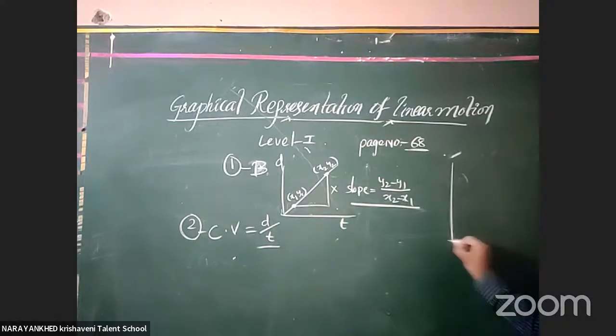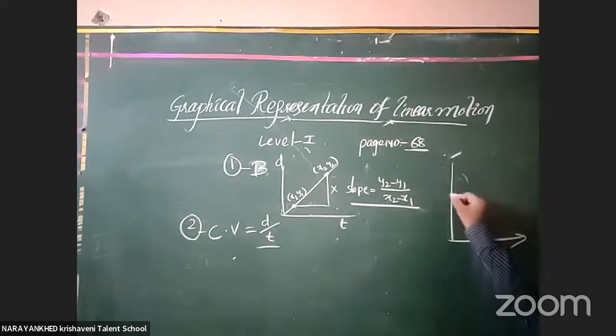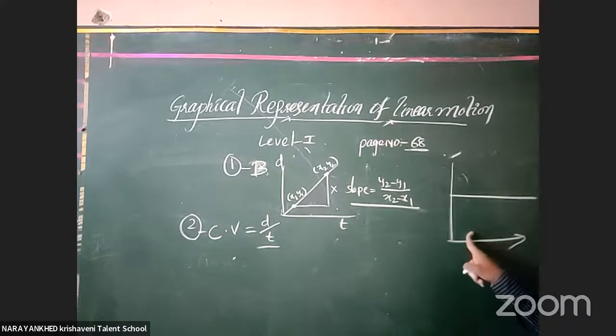It will be like that. It is a straight line, parallel to the time axis. Here, what is given? That graph is uniform and parallel to the time axis. It is nothing but steady, actually.